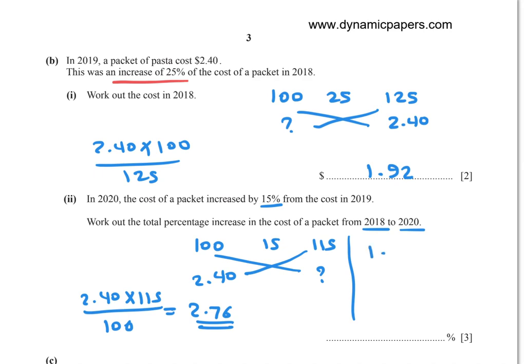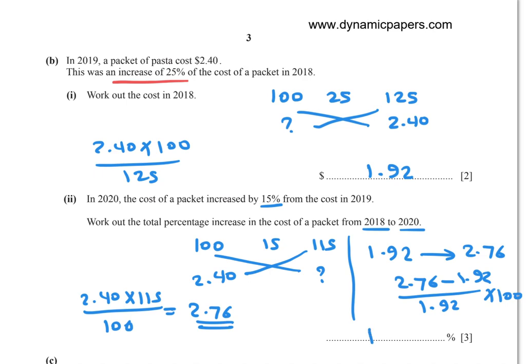Now to find the percentage increase from 2018 to 2020. 2018, 1.92, and 2020, 2.76. To find the percentage increase, subtract, then divide by the original, which is 1.92, times 100, equals 43.7 to 3 significant figures.